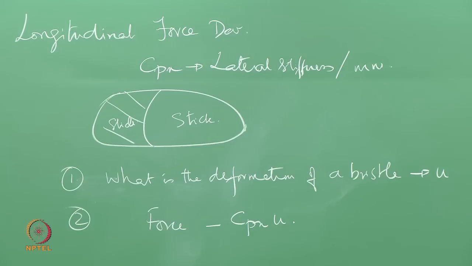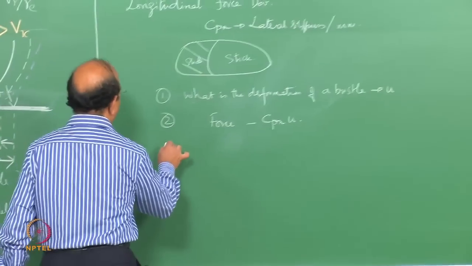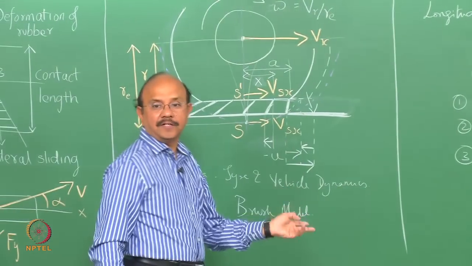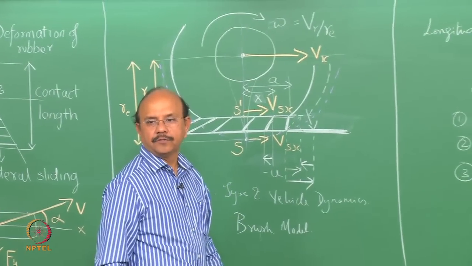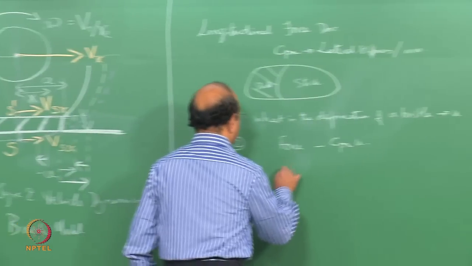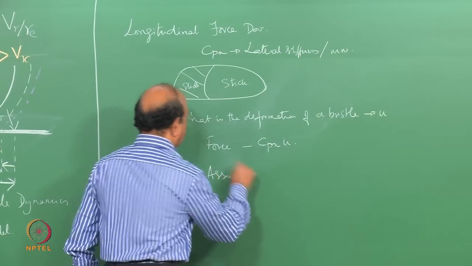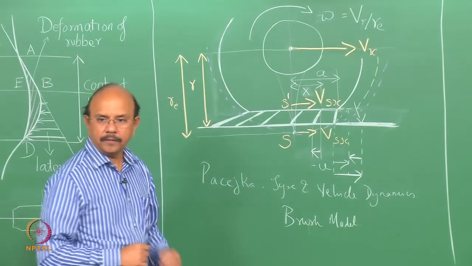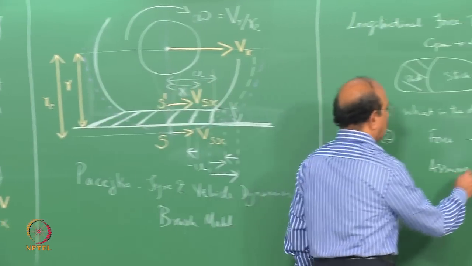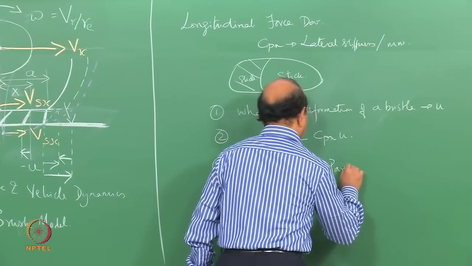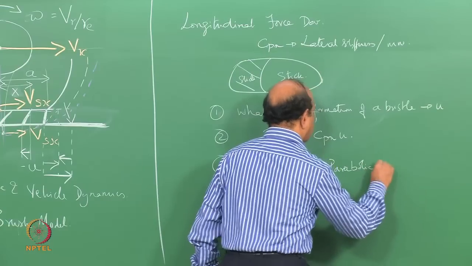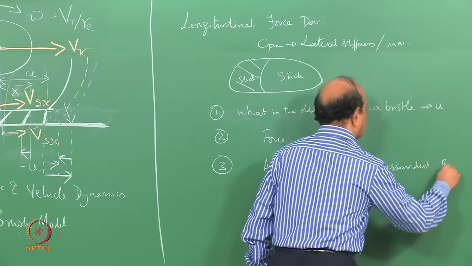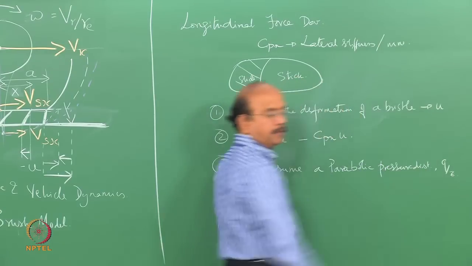The third thing I'm going to do is to assume a pressure distribution, because one is the left hand side and the other is the right hand side of the equation. So I will assume a pressure distribution, which in this case we are assuming to be parabolic. Assume a parabolic pressure distribution and call it QZ.